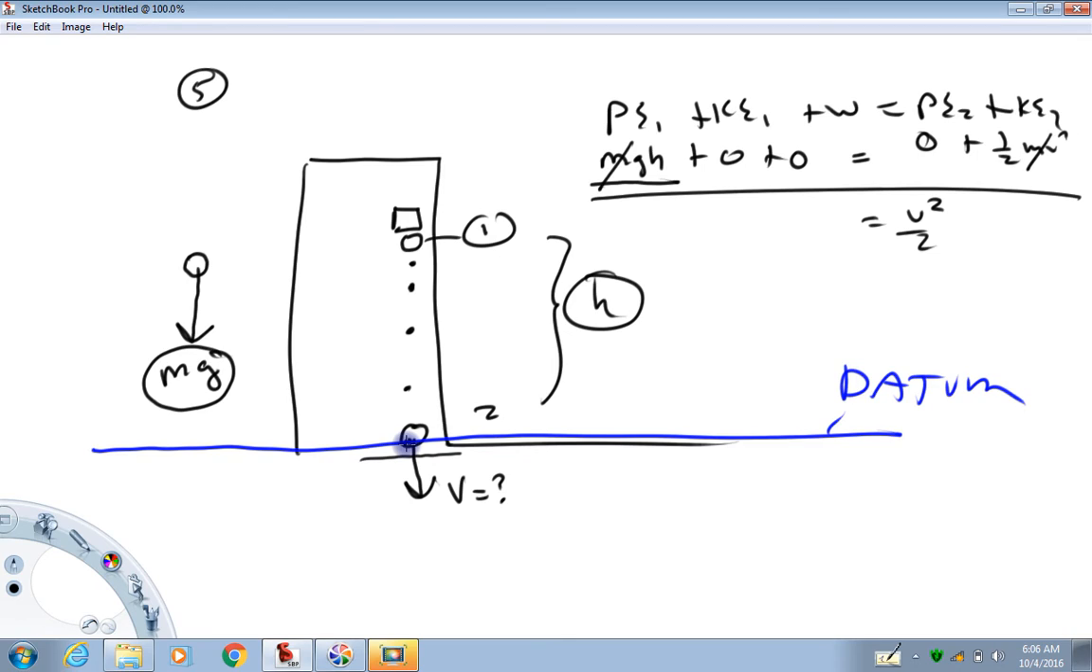Write out the work energy theorem. If you measure your potential energy from the water, you will have a PE1 term equal to mgh, and you'll have no PE2 term. But you will have a KE2 term. So that's probably enough to get number 5 done.